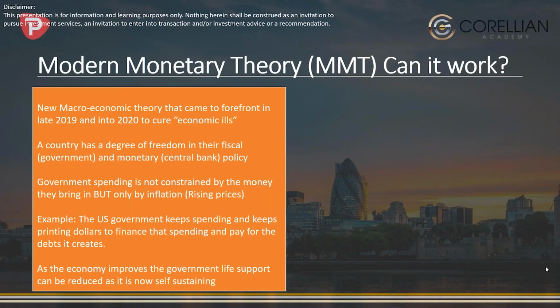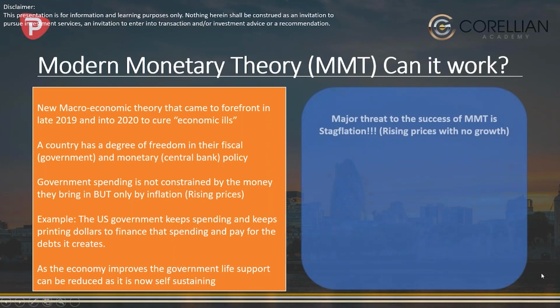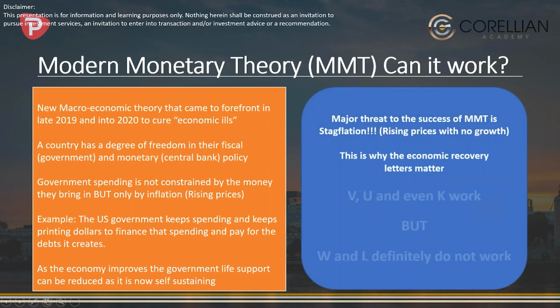So, as the government keeps spending and keeps printing dollars, or their currency, to finance that spending and pay for debt, basically in a crisis like we've got now, it makes a certain amount of sense to try and bridge the gap until the good times. The problem comes when we get the good times and they don't pay the money back. So we just get these excessive debt spirals continuing. So what can be the threat to that? It sounds too good to be true almost, but this is what we're seeing at the moment.